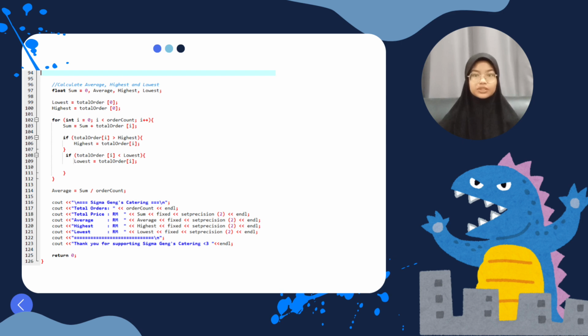Then, I use a loop to go through each order using i as the index. In every iteration, I do 3 things. Add the current order value to the sum. After the loop ends, I calculate the average by dividing the total sum by the n.